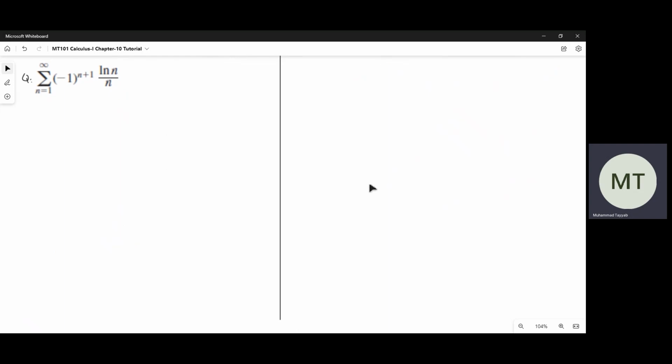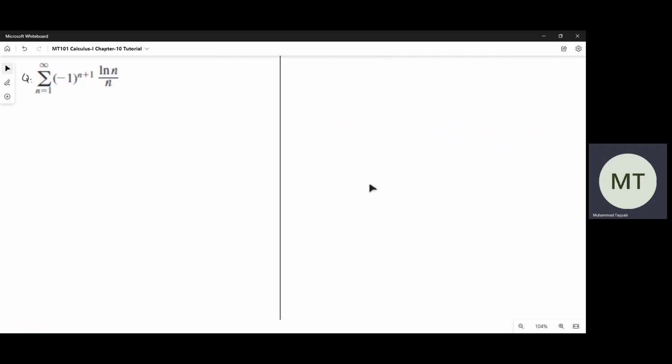Basically, this is an alternating series because there is an alternator, minus 1 raised to power n plus 1. Let's say n is equal to 1. Then n plus 1 is even, so the term is positive, and that will be natural log of n divided by n.